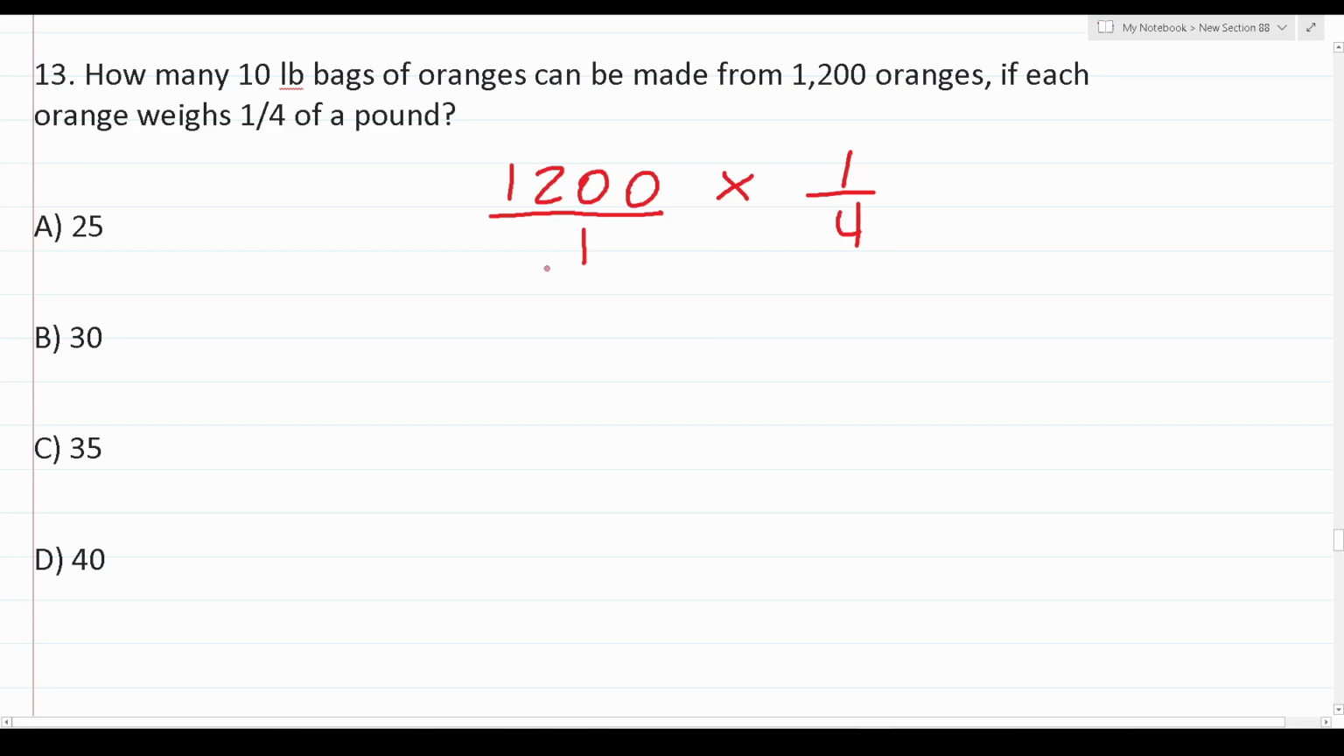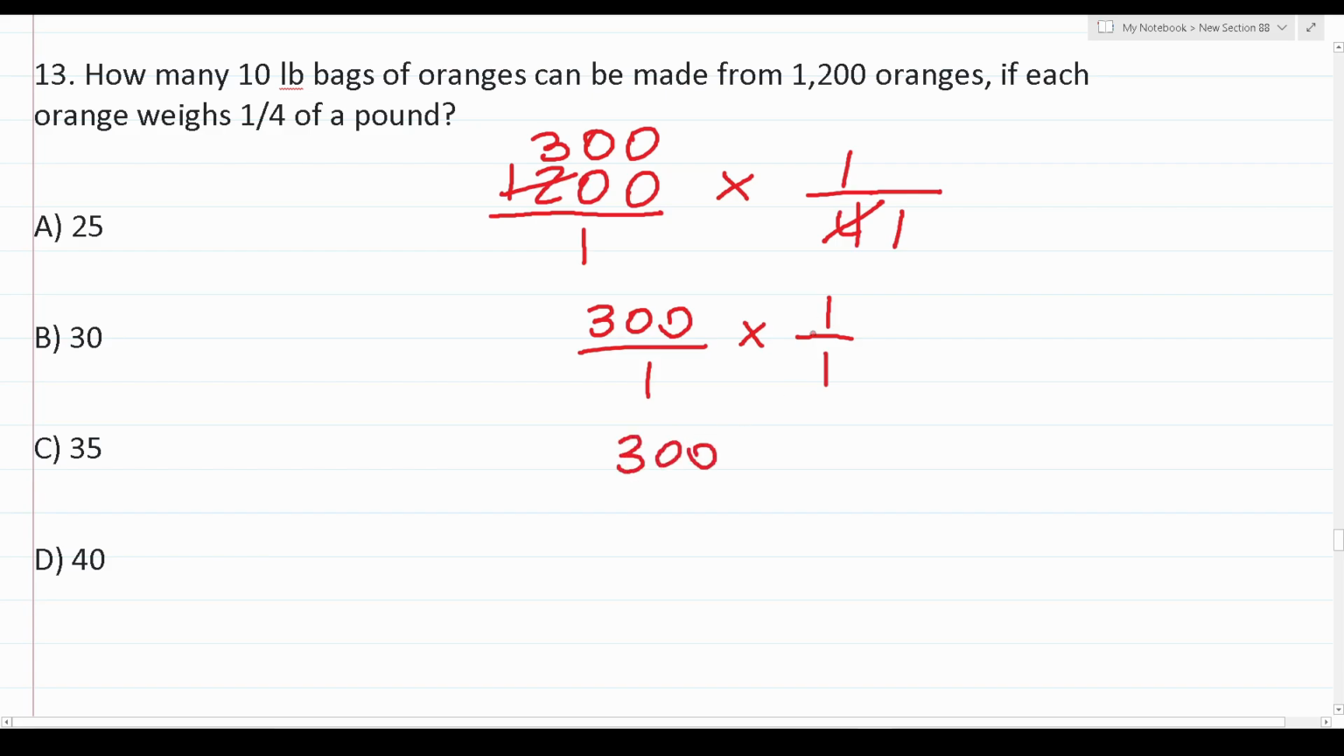And let's go ahead and simplify this. Again, I can say 4 goes into 4 one time, 4 goes into 12 3 times, and just bring up these zeros. So this becomes 300 over 1 times 1 over 1. 300 over 1 is just 300. 1 over 1 is just 1, so this is 300 times 1, which is 300. So we have 300 pounds of oranges.